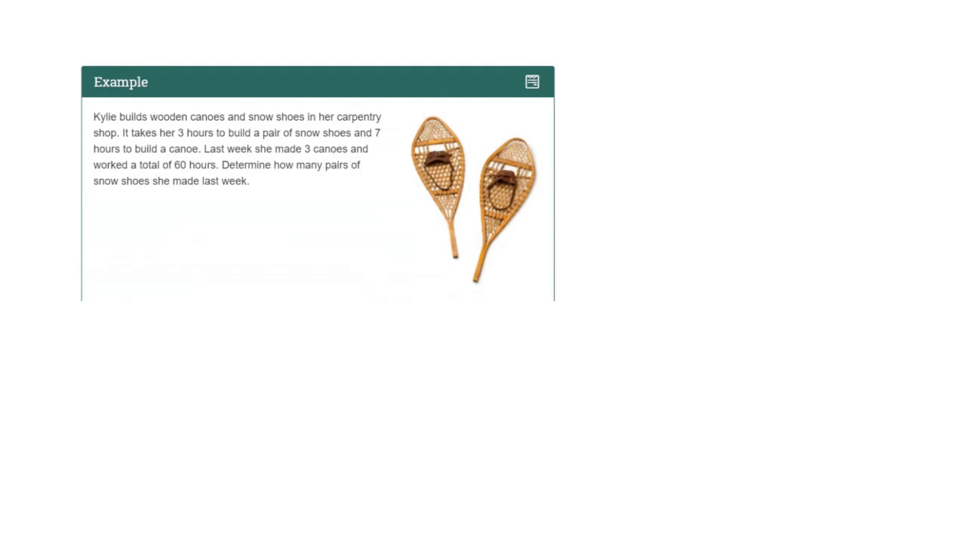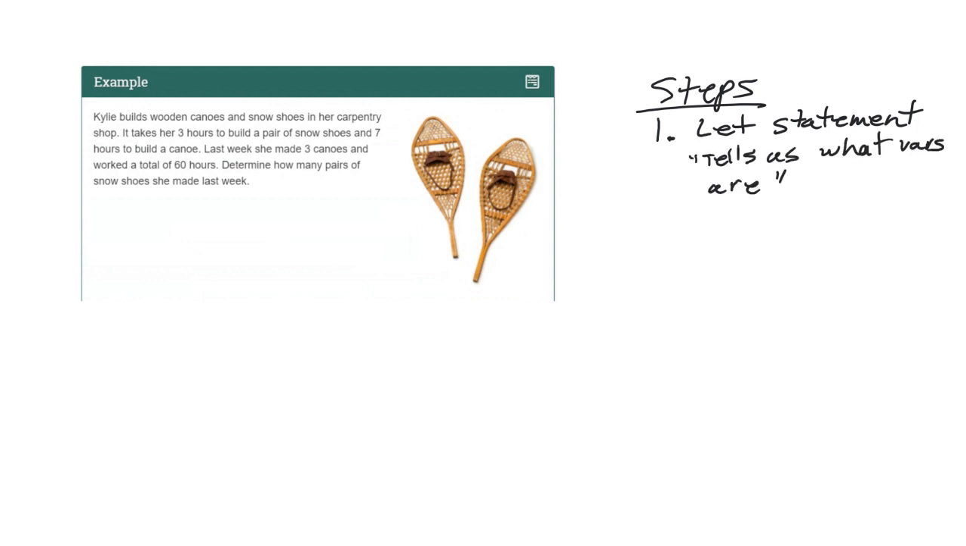So, today what we'll be working on is solving basic equations. Now, when we are solving basic equations, we have to have two or three steps to it. The first step that we have to follow is we have to make sure that we have a let statement. This basically tells us what our variables are. Now, imagine we have this example here.